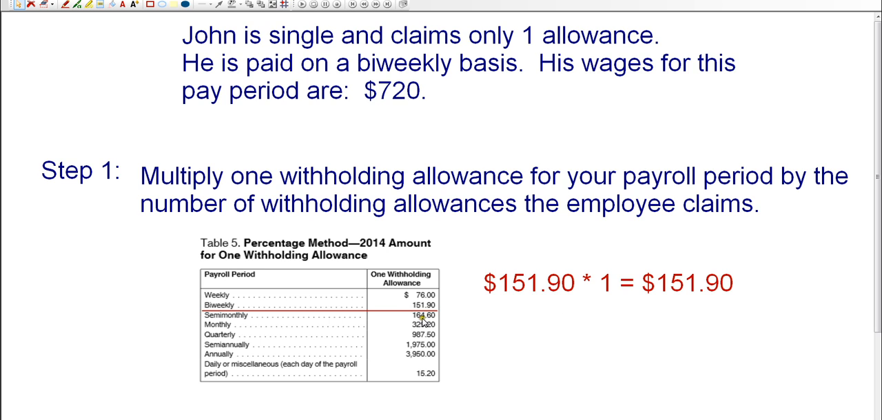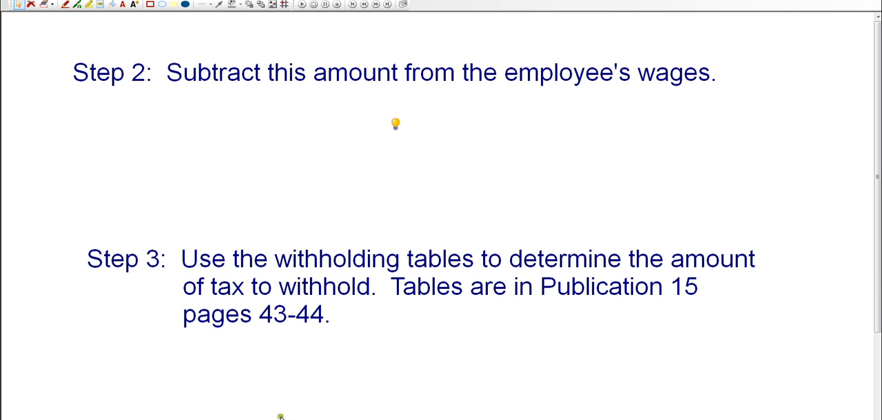You're going to multiply this number by the number of allowances. Make sure that you pick the right number based on the payroll period. Step two is then to subtract this amount from the employee's wages. So we know that John had made $720, and we're going to subtract $151.90. And that gives us $568.10.